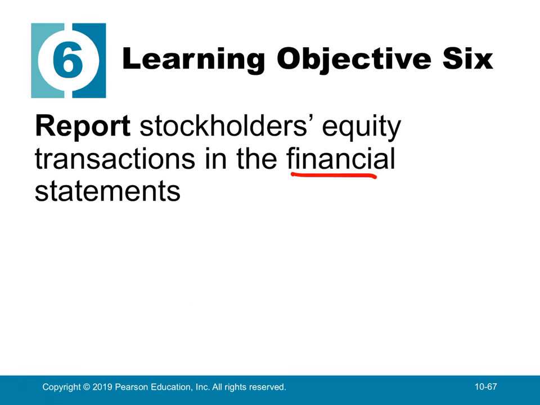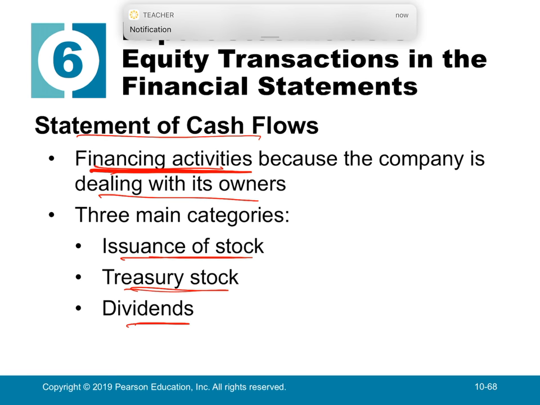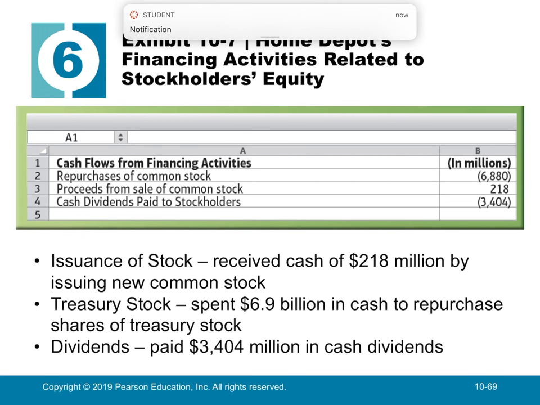Finally, how are we going to report this section in the financial statements? Specifically within the statement of cash flows, there are three main categories that fall under financing activities. That's issuing stock, transactions with treasury stock, and paying dividends, because you are dealing with the owners. So this falls under financing activities in the statement of cash flows.